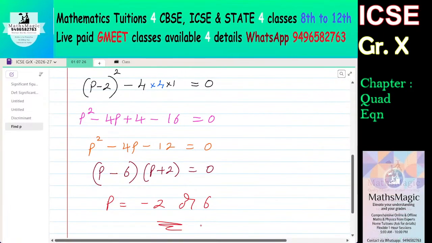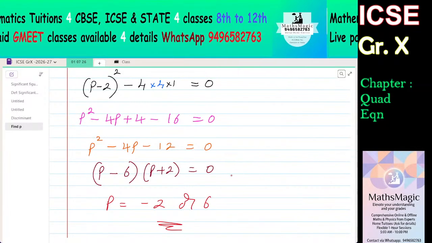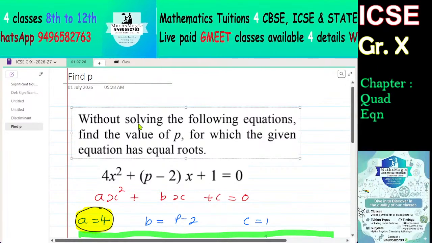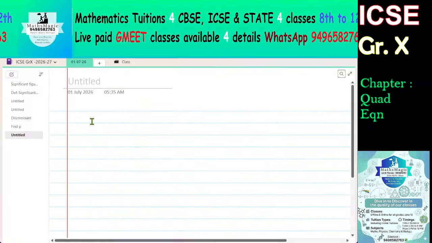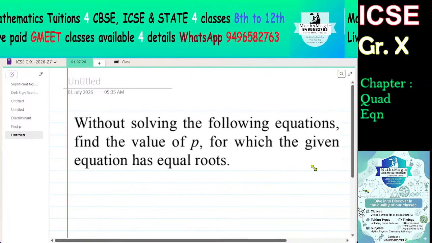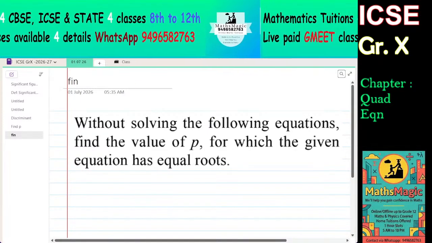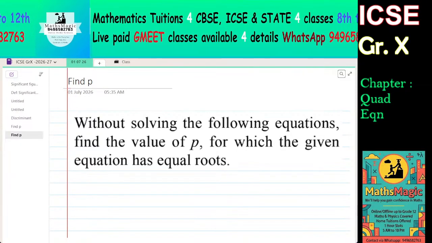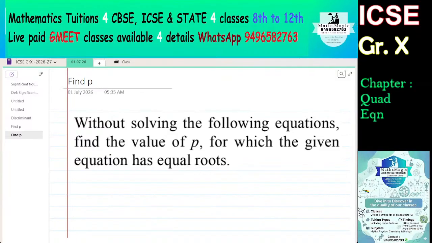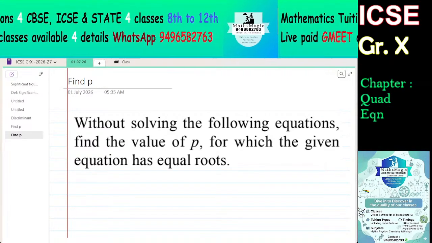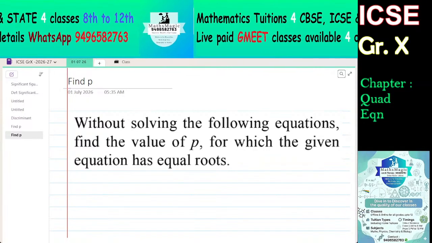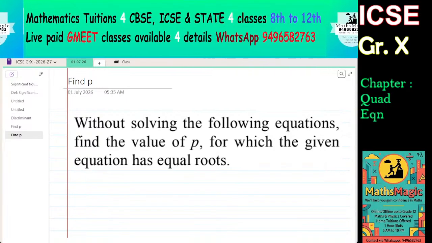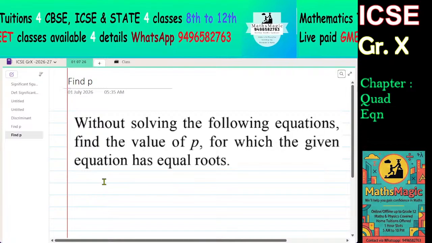Now we will try to solve some of the questions with the same condition. Okay. So this is the main condition. Without solving the following equation, you need to find p. I'll be giving many questions and we'll be discussing a few here. Those who are very quick in solving this can solve all of these and send me the answers. I'll check it and verify and revert to you on your WhatsApp.